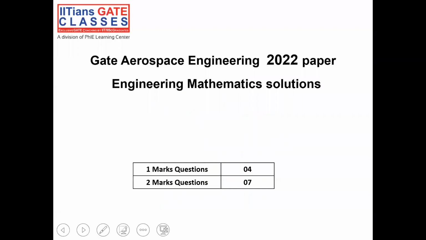In this video, we will be solving engineering mathematics questions which were asked in GATE 2022 paper of aerospace engineering. As we can see in this slide, there were total 11 questions asked in this paper, out of which 4 questions were asked for 1 mark and remaining 7 questions were asked for 2 marks. So let's try to solve these questions one by one.